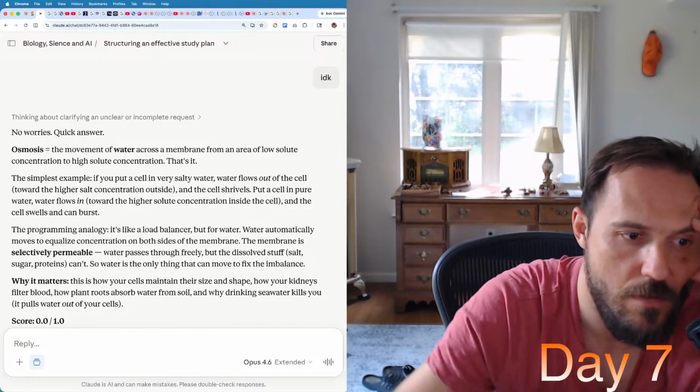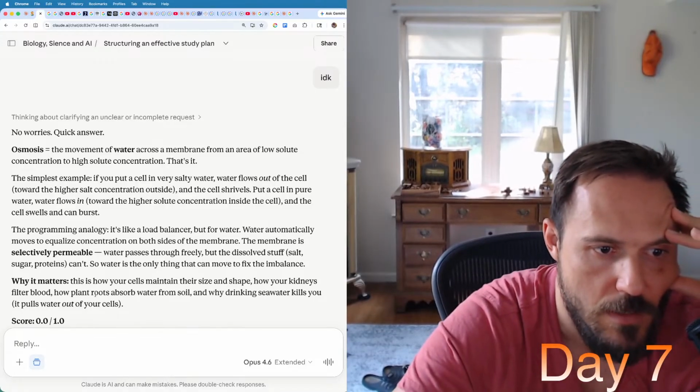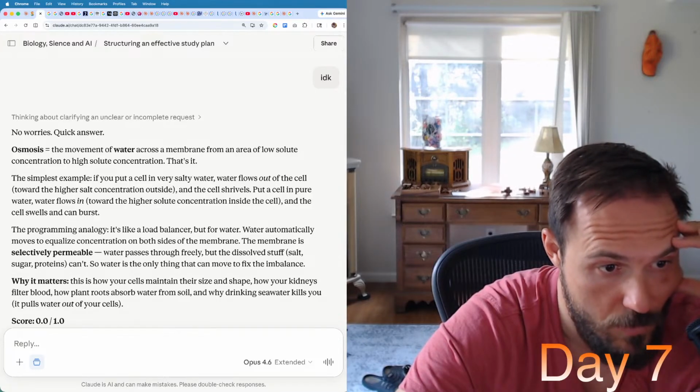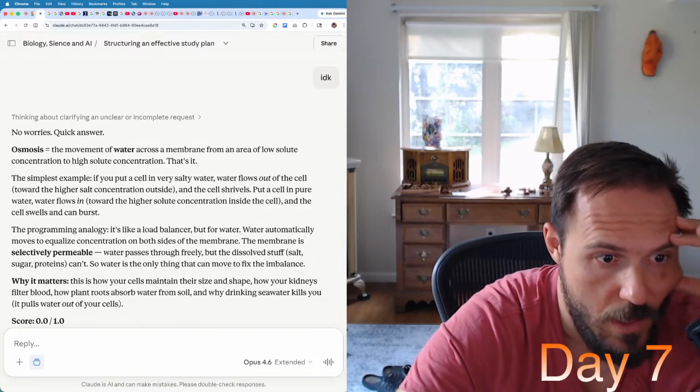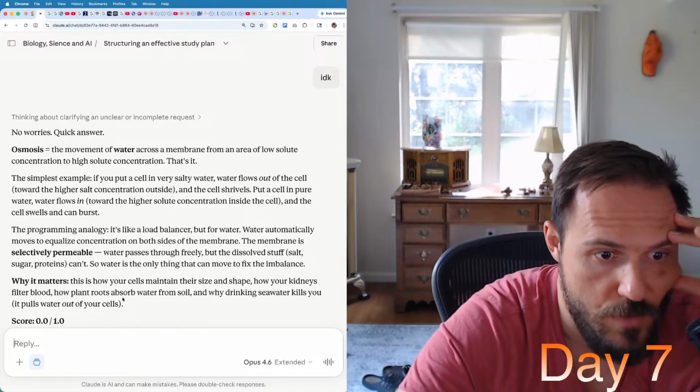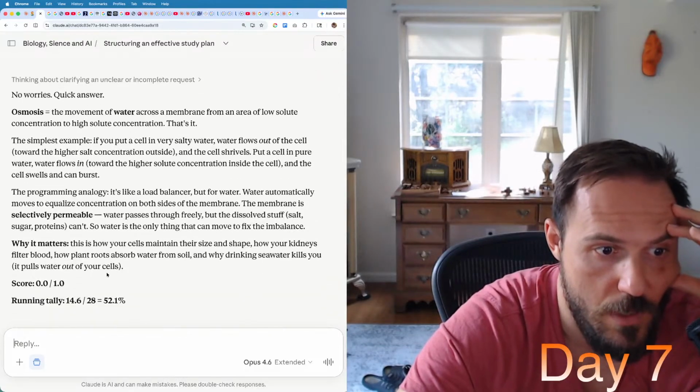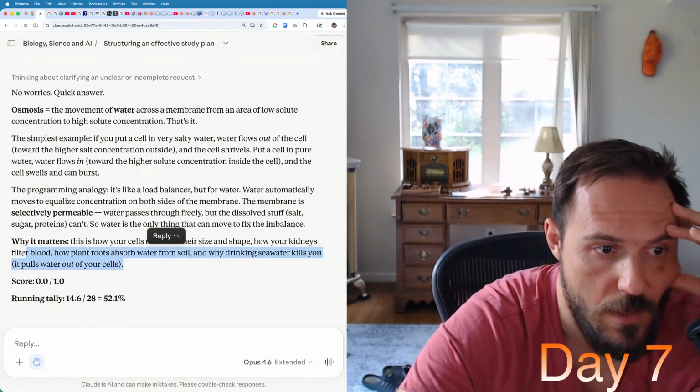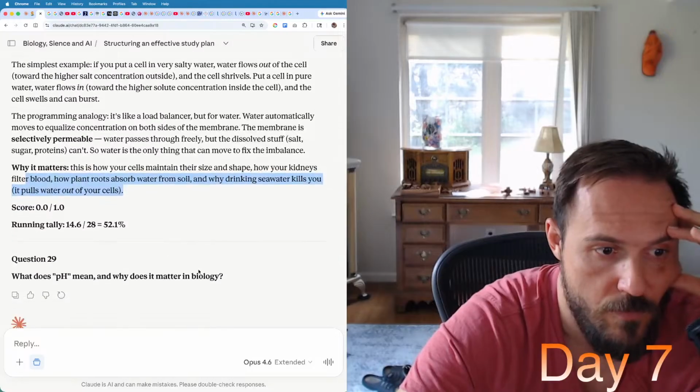I'm confused now. Why does this matter? This is how your cells maintain their size and shape, how your kidneys filter blood. Whoa, what? How plant roots absorb water from soil, and why drinking seawater kills you. It pulls water out of your cells. Yeah, cool. I think I'm done.